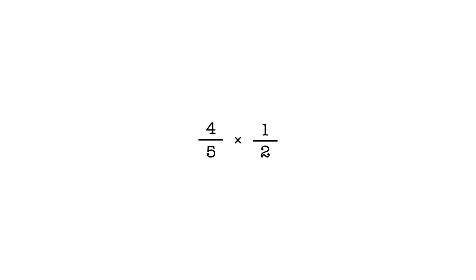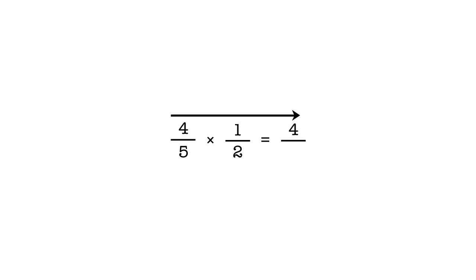Here we have 4/5 times 1/2. To multiply these two fractions, first we multiply the numerators. 4 times 1 equals 4. Next we multiply the denominators. 5 times 2 equals 10. So the answer is 4/10. The 4 in the answer tells us how many parts would be in an array that represents this answer. The 10 in the answer tells us the size of the parts by telling us how many parts are in one whole unit.